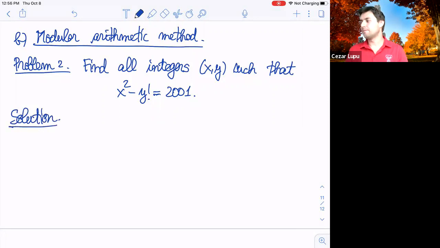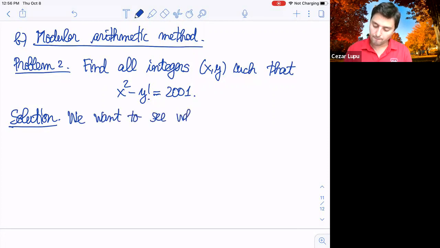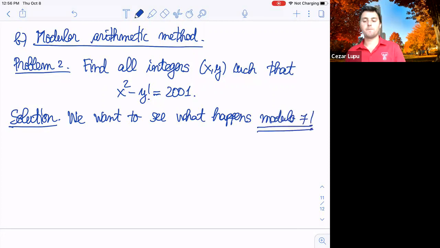So we consider, let's see what happens. So we want to see what happens modulo 7, let's say. Right? Now let's see, modulo 7, what's going on with this. And now I want to look at it. And I want to look at this equation.